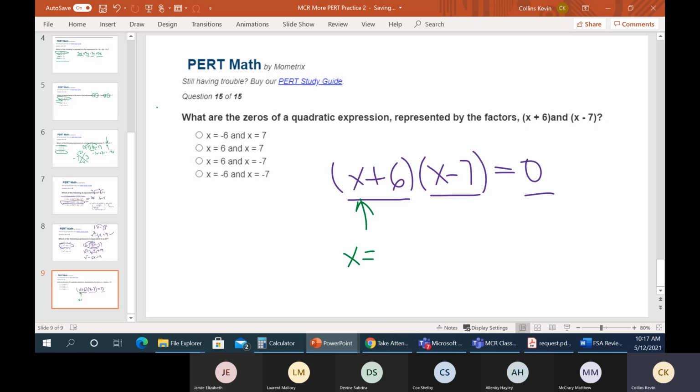So at that point, you just ask yourself, what number do I put in for x that'll make that go to 0? And pretty much the answer is always switch the sign. So x equals minus 6. Minus 6 plus 6 is 0, which makes the whole thing 0. Same thing over here. If I plug in x equals 7, 7 minus 7 is also 0. So there's our guy, x minus 6, x plus 7. So yes, it is A.